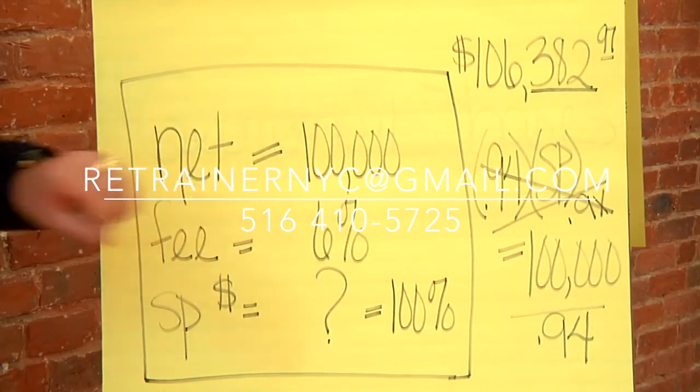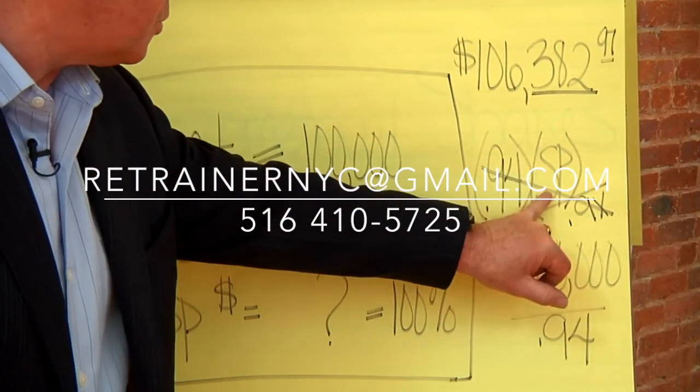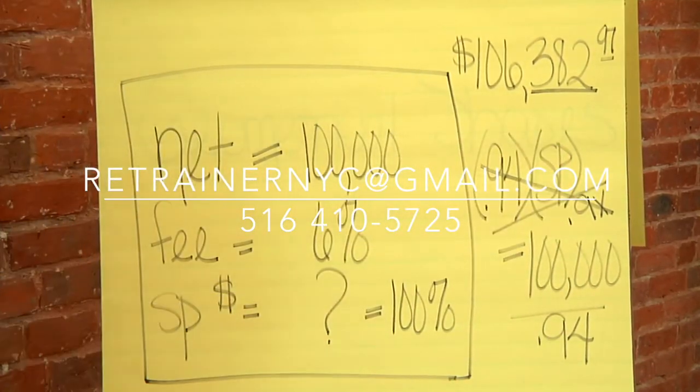You have to go through the 2-step. Step 1, set up the numbers in the box. Step 2, set up your equation, solve for the sales price. You'll get it right every single time.